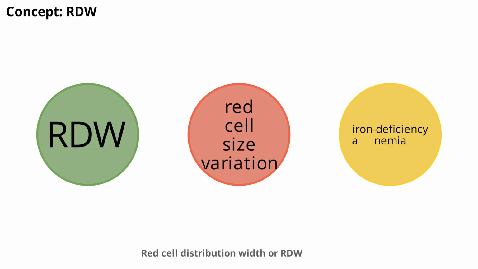Red cell distribution width, or RDW, is a measure of the variation in size among red blood cells. An increased RDW is often seen in iron deficiency anemia due to the presence of both small and normal-sized cells. This parameter helps in the diagnosis and differentiation of various types of anemia.